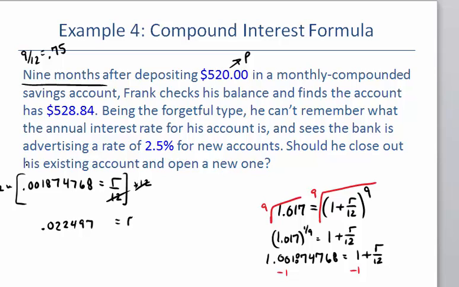And so as a percentage, that is roughly 2.25%. And so that's what he's currently getting on his account. The new account would get 2.5%. So he would have a slight advantage if he switched to a new account.